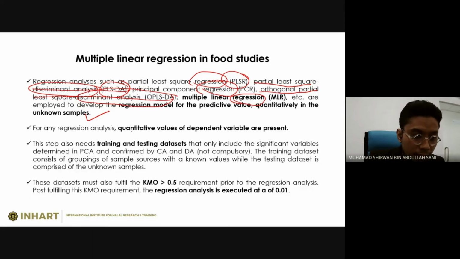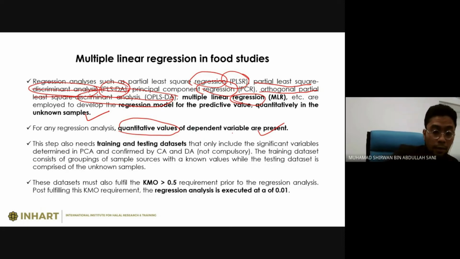So for any regression analysis, quantitative values of dependent variables are present. Again, if we compare with our data set, previously we had bovine and porcine, but the data is quantitative, so that one can be used as a variable. But the data having poultry and beef sausage information is not quantitative, it is qualitative. Here, we want a dependent variable which is quantitative. Later we will see how the data set looks like.